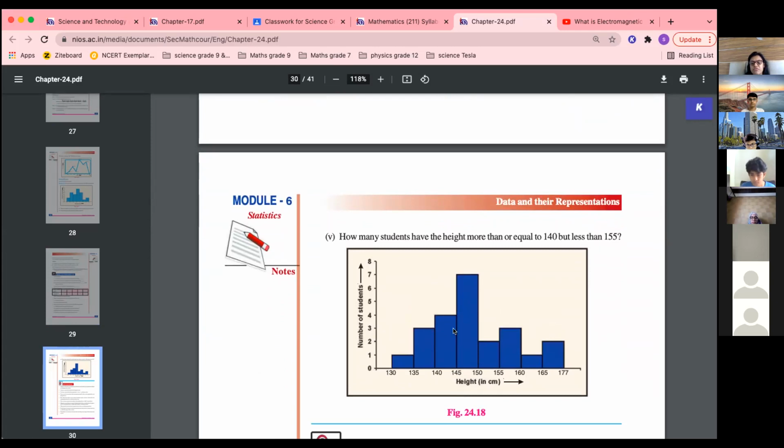So 145 centimeter and above will come from here, 145 to this. This means you will have to add 7. From here I added 7, from here I added 2, from here how much is it? No, this is 2, this is 1, this is 2, I think this is 3, this is again 1 and this is 2. So 7, 8, 9, 10, 11, 12, 13, 14, 15. So 15 students have height greater than 145. Add the ones inside, these 3. Is it clear how to do these questions?